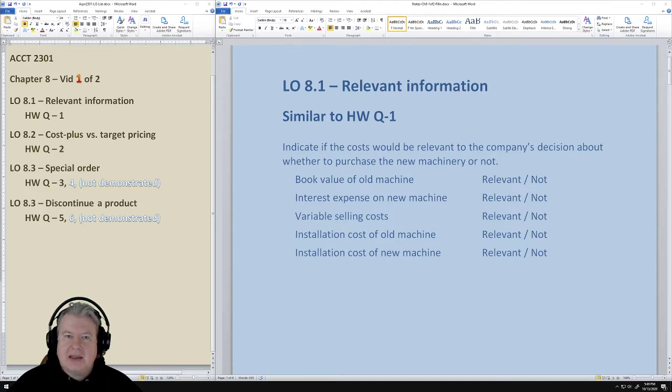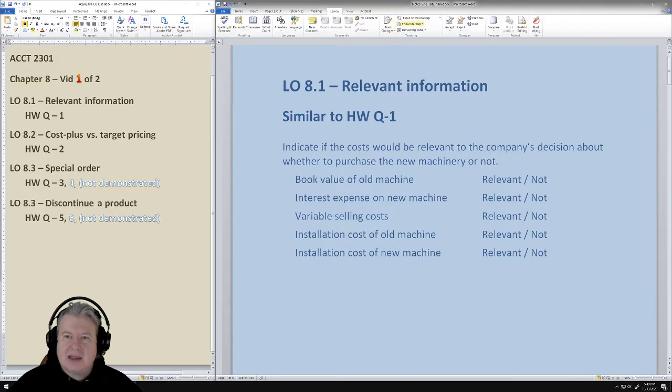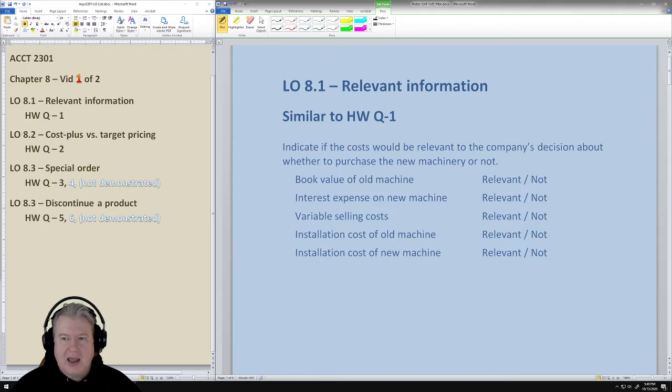The idea is, when we're making a decision between 2 different outcomes, we really only need to evaluate what is relevant and what is not. How this is going to play out, we will see. But almost all of these special situations focus only on the relevant information.